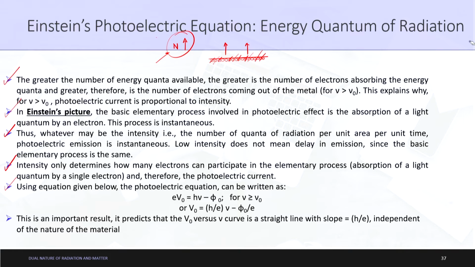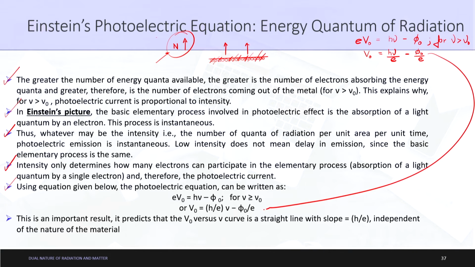Basic mathematics only, you may calculate it in your mind also. So, eV naught is equal to h nu minus phi naught. This is only applicable when nu is greater than nu naught. Why? Because if we use this equation for nu less than nu naught, then the value of Kmax will be negative, which is not possible. Just dividing by e, we get V naught is equal to h nu by e minus phi naught by e. And that equation has already been written here.